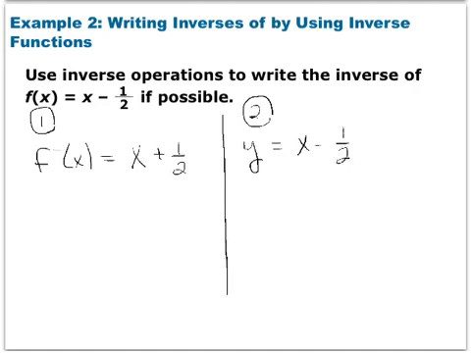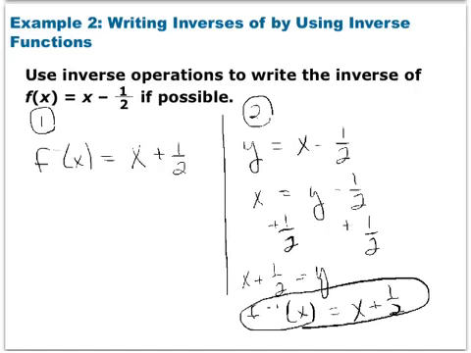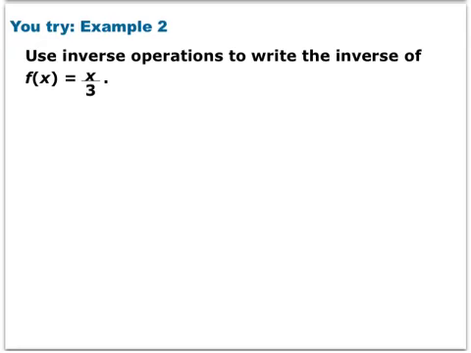We're going to switch the x and the y. So instead of y, we're going to write x. Instead of x, we're going to write y. And then we're going to solve for y. We're going into basic algebra 1, solving for variables. And we have y equals x plus 1/2. So to write it correctly, you write f to the -1 of x equals x plus 1/2. Yes, we get the same answer. I'm just getting you into the habit of switching your x's and y's.